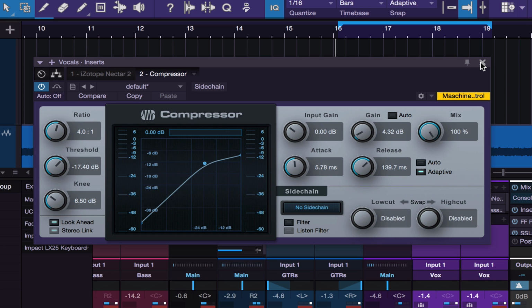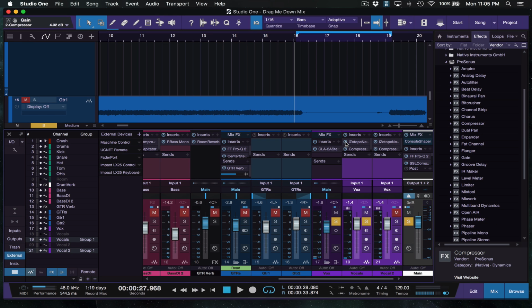So this is basic, right? This is me just helping to level out the vocal. So if I were to kick on the rest of my effects, for example, this would actually sound pretty darn good.